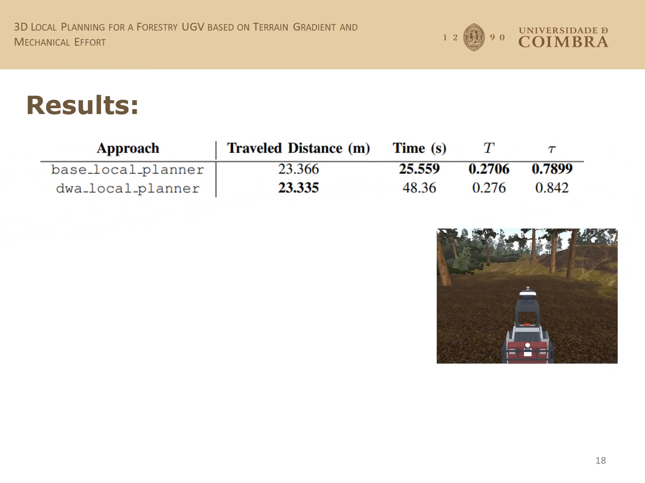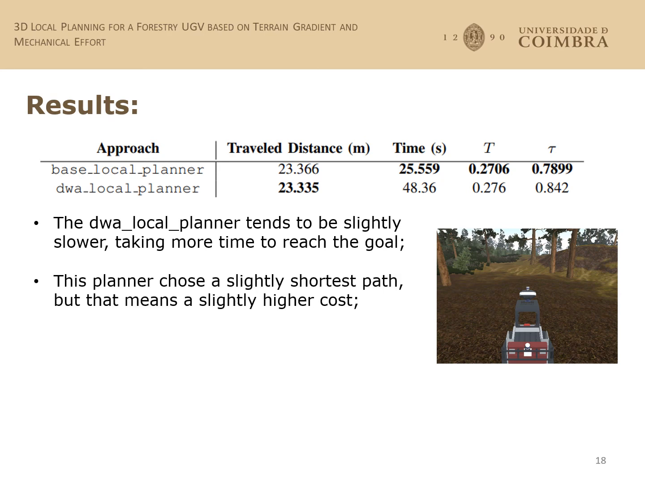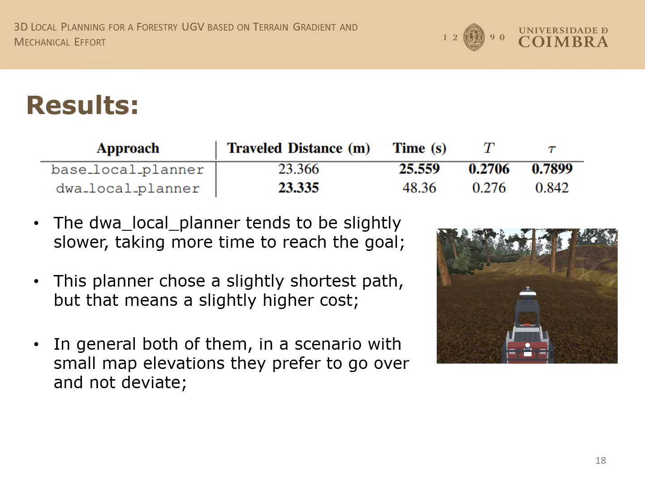With these results and the results of the last scenario, we can conclude that DWA is slower than Base Local Planner, taking more time to reach the goal. We also can conclude that DWA chooses a slightly shorter path with a slightly higher cost. But in general, the difference is not significant. Both of them tend to choose to go over the elevation and not deviate from it.